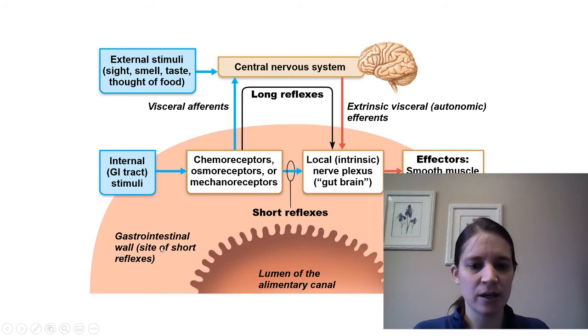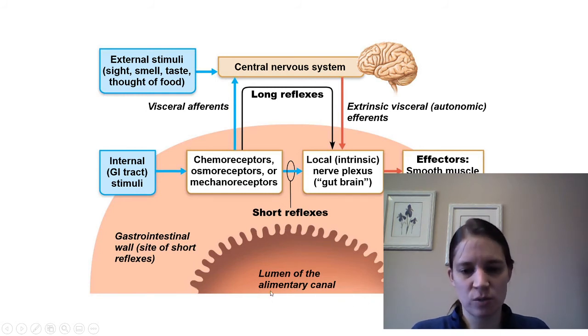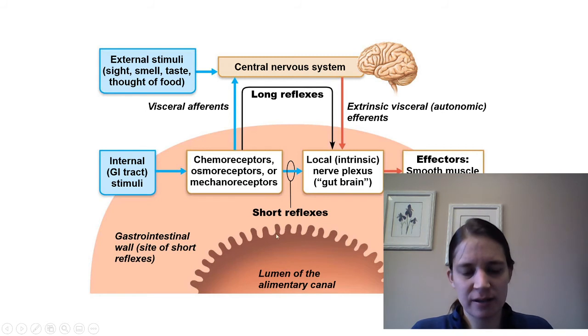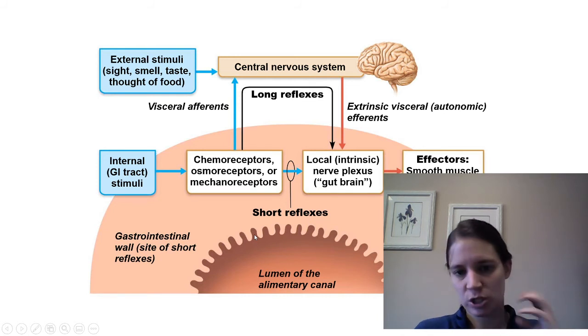So here's the idea. We've got the GI wall, and here we're into the lumen. This is where you actually put food, right? Short reflexes are going to be paying attention to chemicals, to the osmotic concerns, how much water, how much salt, whatever. And then also mechanical stimulation.